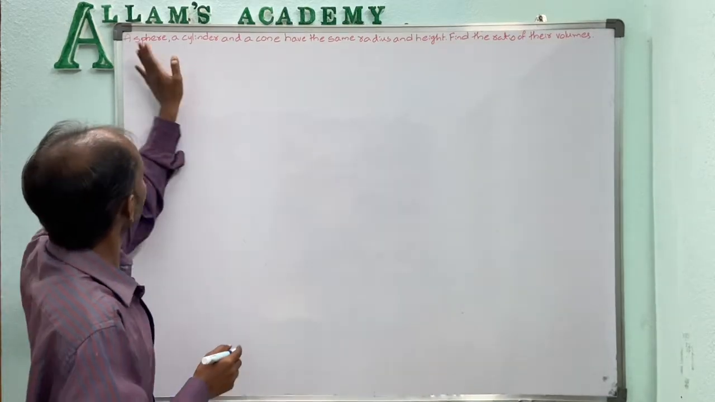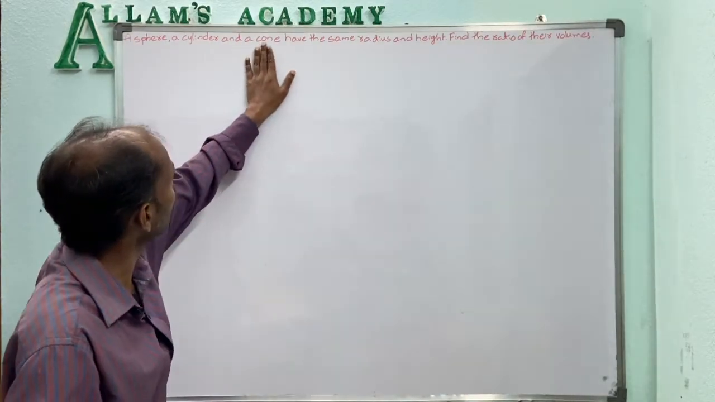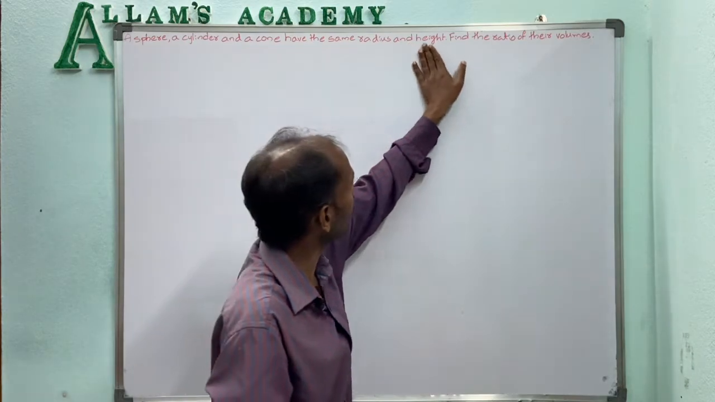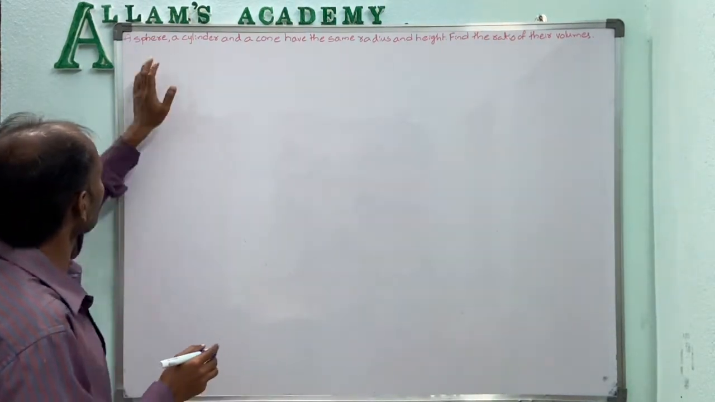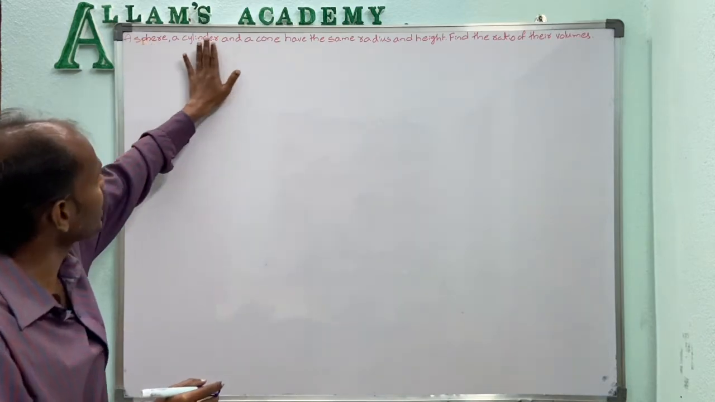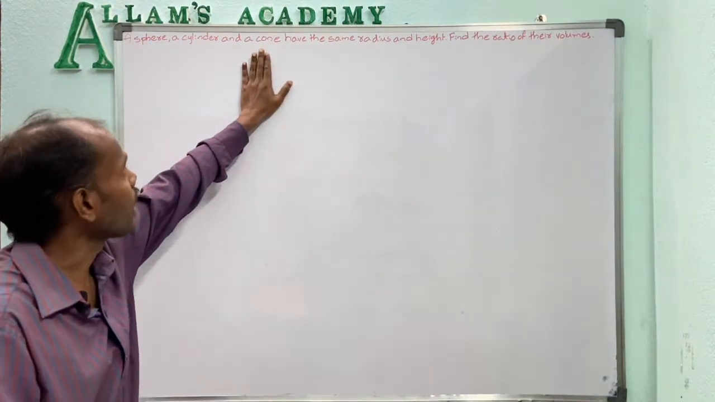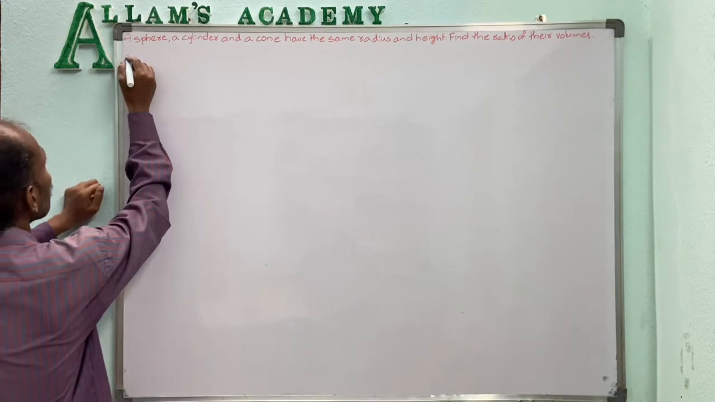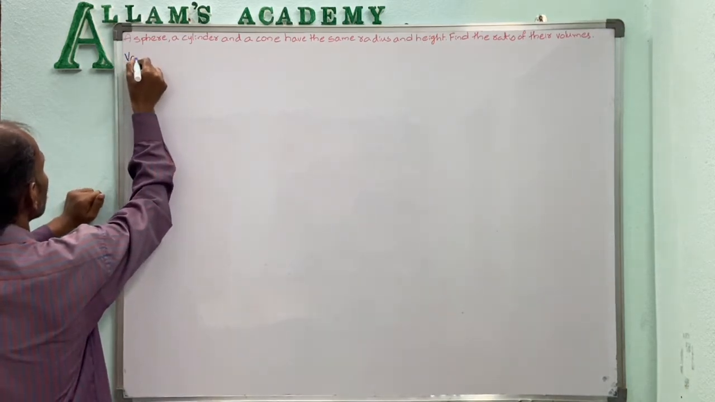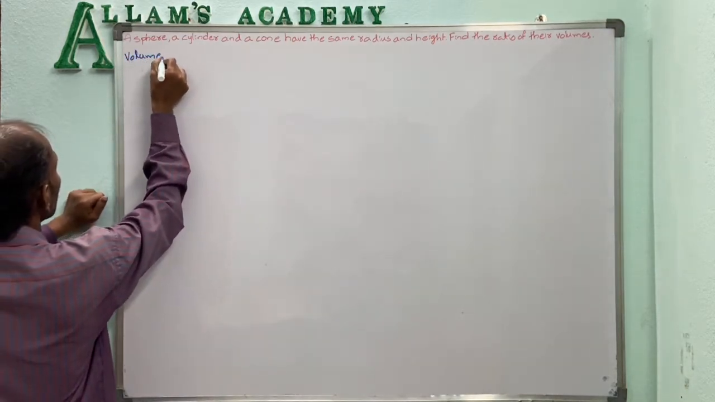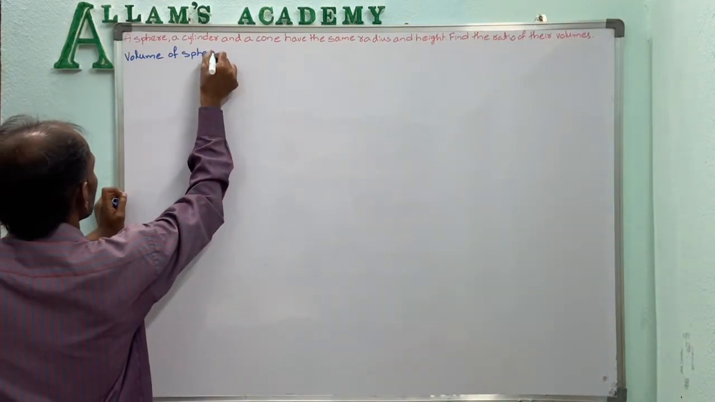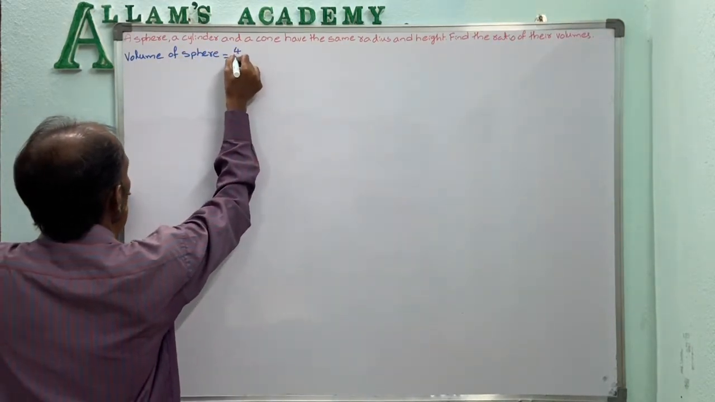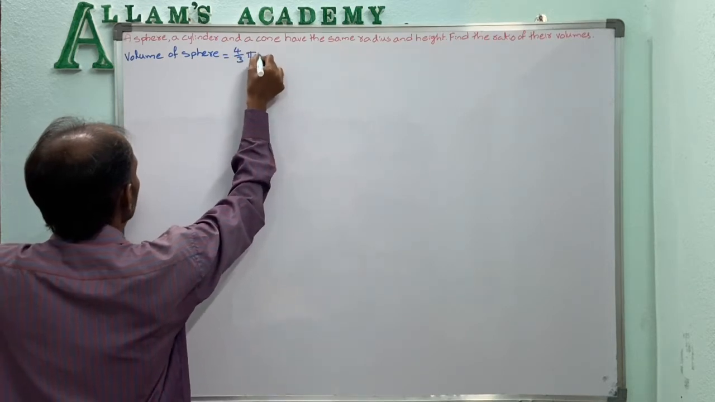The given problem is: a sphere, a cylinder and a cone have the same radius and height. Find the ratio of their volumes. So here we have to take the volume of the sphere, cylinder and cone. Volume of sphere is equal to 4 by 3 pi r cube.